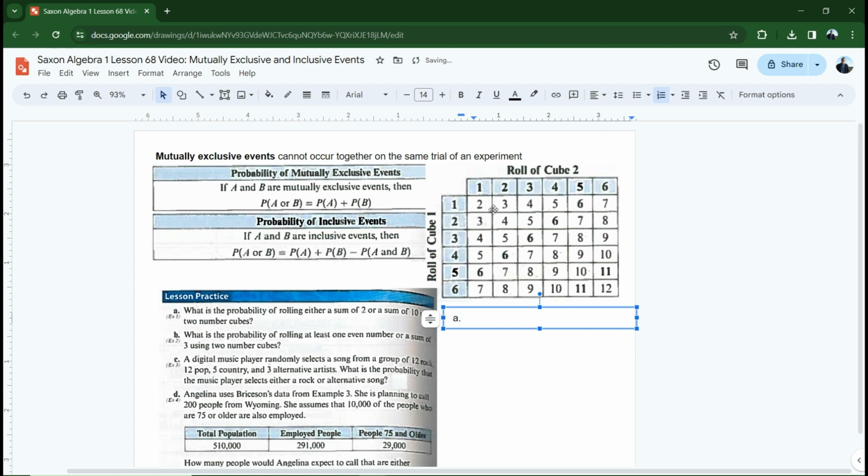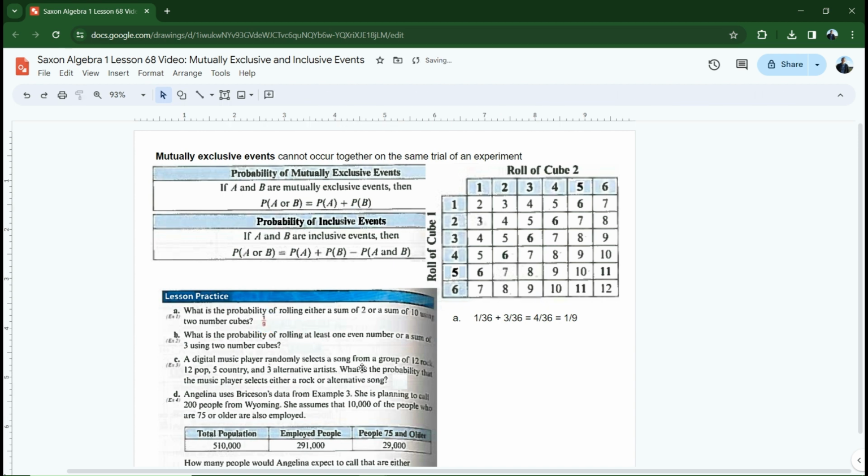So letter A is going to be 1 out of 36, since there's only one possible 2 out of all 36 outcomes, plus a sum of 10. Well, there's 3 over 36 tens. I add those together, I get 4 out of 36, which is a probability of 1/9. That's the probability of rolling either a 2 or a 10.